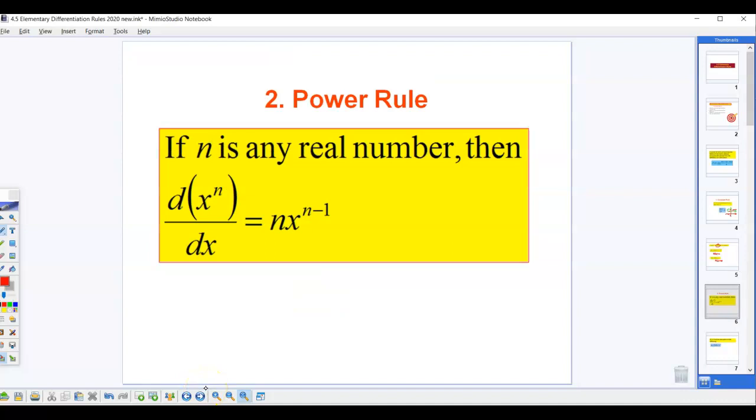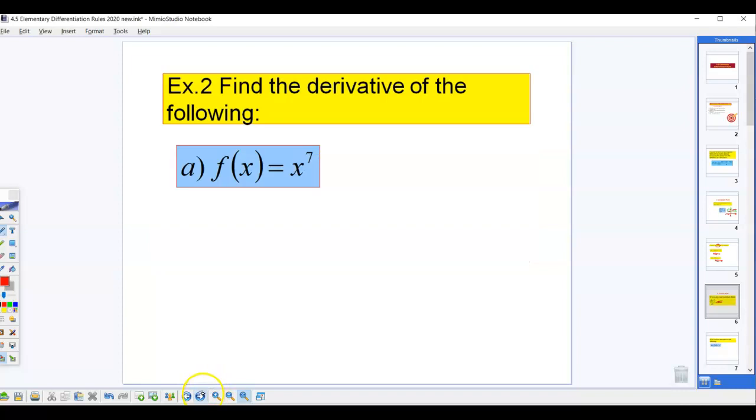Now our power rule. Our power rule says if n, which is my exponent, is any real number, then for a variable raised to a power n, if I take the derivative, I simply bring my exponent out front and I subtract 1 from my exponent. Let's take a look at a few examples.